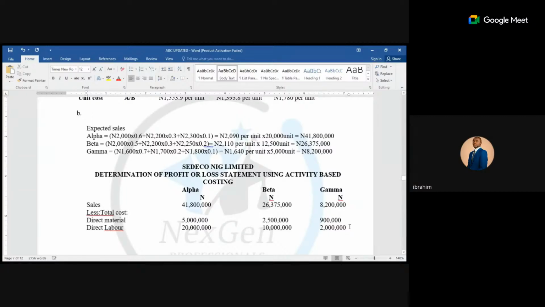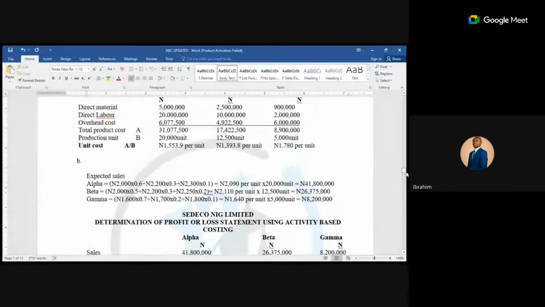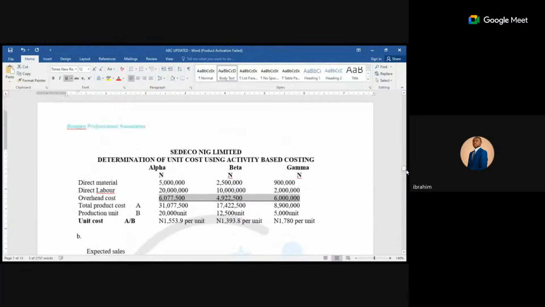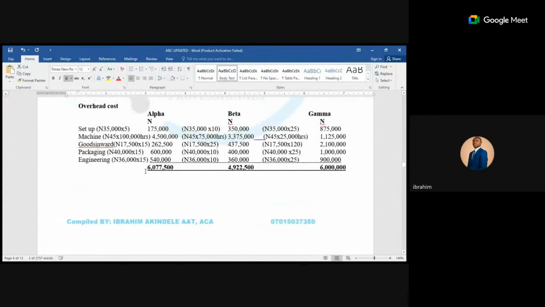So don't forget that this is activity-based costing, your overhead. The overhead that we calculated the other time, right? The overhead cost, not the unit cost, the overhead costs. Where do we have activity-based costing? Can you see the overhead cost? Can you see 6 million? You can see how we arrive at that. You can see it here, overhead cost. Can you see it? Okay.